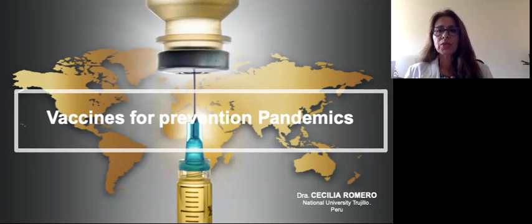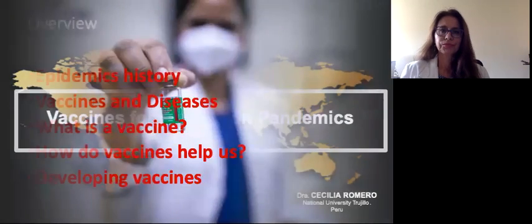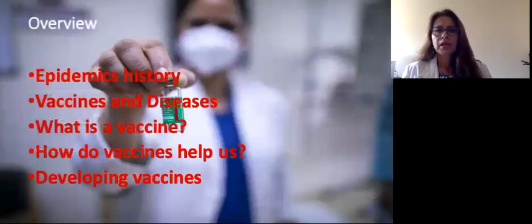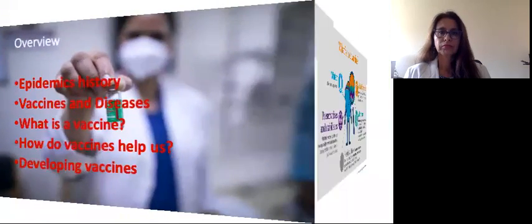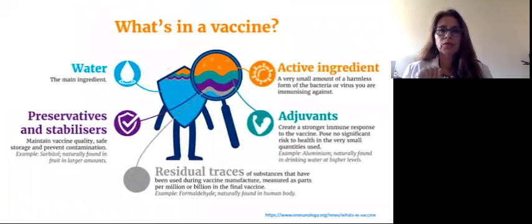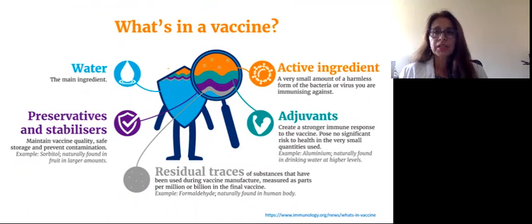In this opportunity, we'll talk about the role of vaccines in pandemics and outbreaks. We will talk about epidemics history, vaccines and disease, what is a vaccine, how do vaccines help us, and developing vaccines in our century. The crucial role a vaccine plays in protecting our health comes into sharp focus. During the pandemic, hope comes in the form of a vaccine, and scientists are working to develop a vaccine that will protect us against an infection.